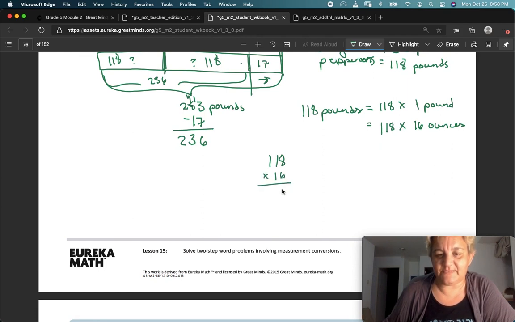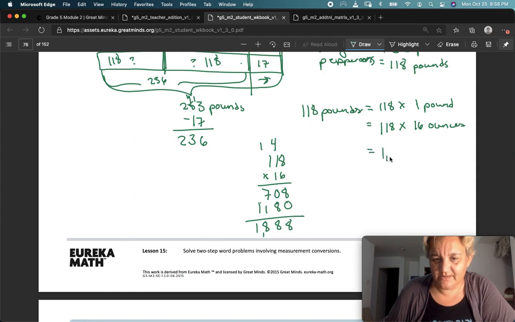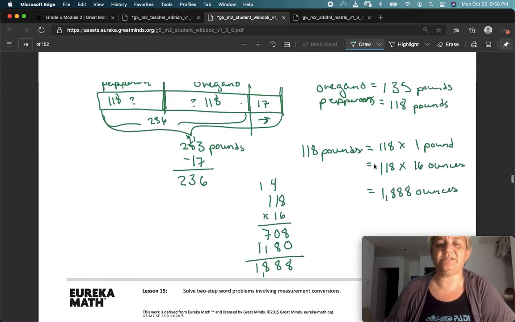6 times 8 is 48. 6 times 1 is 6, plus 4 is 10, carry the 1. 6 times 1 is 6, plus 1 is 7. Drop the 0, 8, 1, 1. And then I've got 8, 8, 8, 1. And my answer then is 1,888 ounces. But that's still not answering the question.